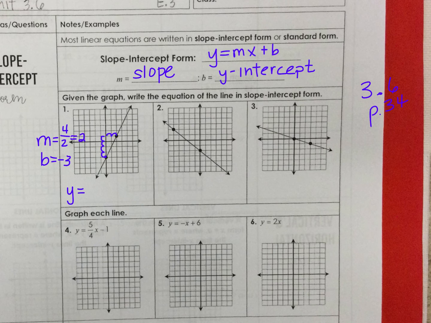So y equals m, 2x. You could say plus -3. I prefer just to write -3. So let's identify my M and my B here. My B is where they're crossing at -2. 1, 2, 3, 4. I rose 4. 1, 2, 3, 4, 5. -5.